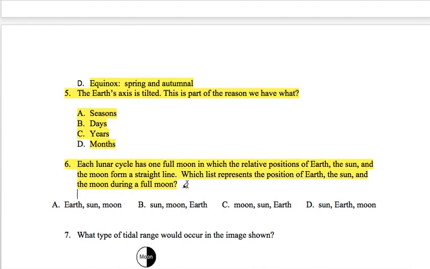Number 6. Each lunar cycle has one full moon in which the relative positions of Earth, the Sun, and the Moon form a straight line. Which list represents the position of Earth, the Sun, and the Moon during a full moon? A. Earth, Sun, Moon. B. Sun, Moon, Earth. C. Moon, Sun, Earth. Or D. Sun, Earth, Moon.